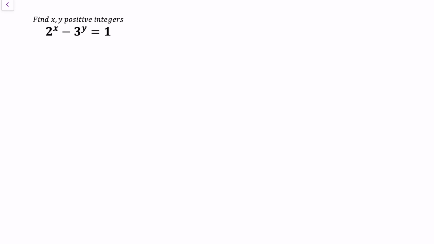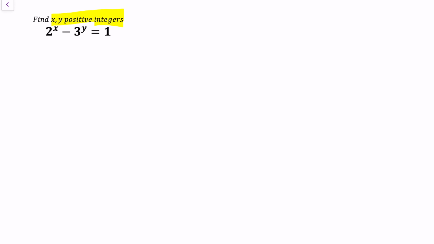Now we have another interesting integer equation. Given that x and y are positive integers, we want to find the solution to this equation where 2 to the x minus 3 to the y is equal to 1, right? If you'd like to pause the video and try it yourself first, then we could go over it together.